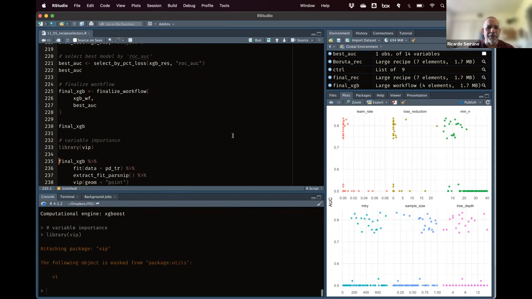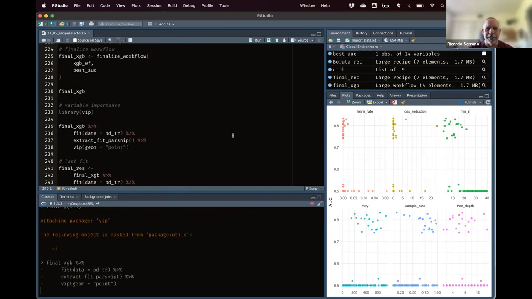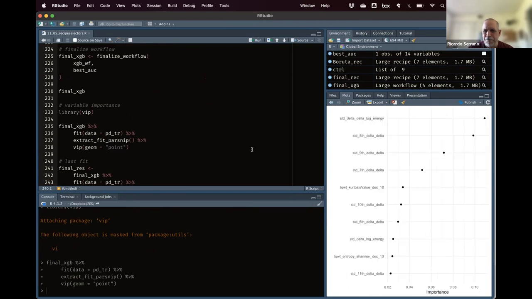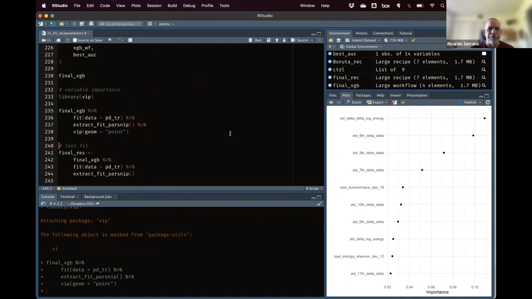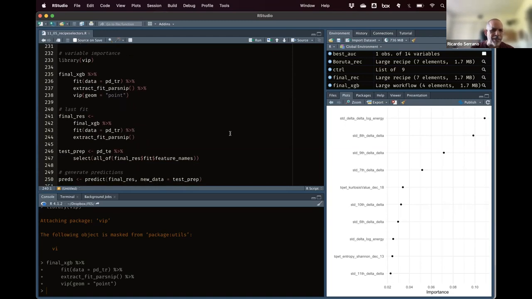Okay, so this is the final part. I'm just going to show you the variable importance from the XGBoost. The predictors are standard delta, delta log energy, then the delta delta, eighth, ninth, seventh, and so forth. So as you can see, most of the importance in XGBoost is related to that delta predictor. Then you can do the last fit, do predictions and all that.